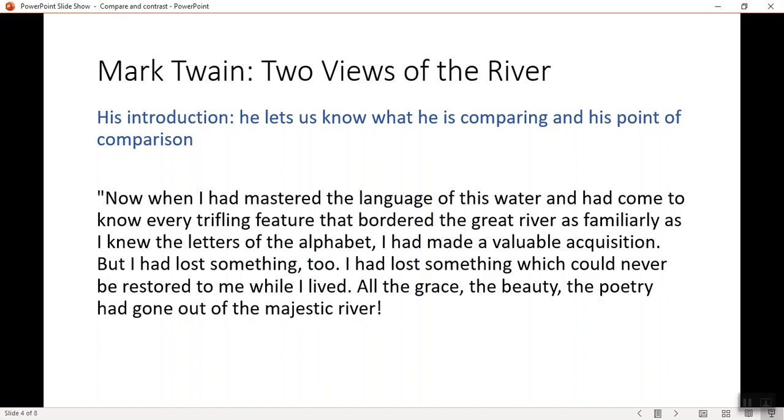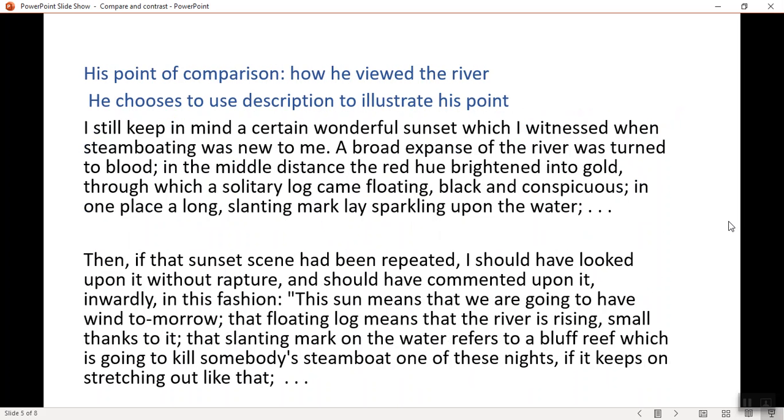And he does stick to the compare-contrast format. He's only using one point of comparison. In your essay, you may have two or three, or maybe you'll only have one. But his point of comparison is how he viewed the river. And he chooses description to illustrate this point. And here are two passages.